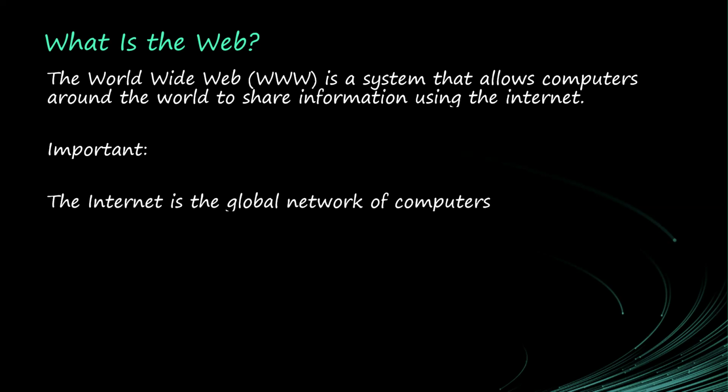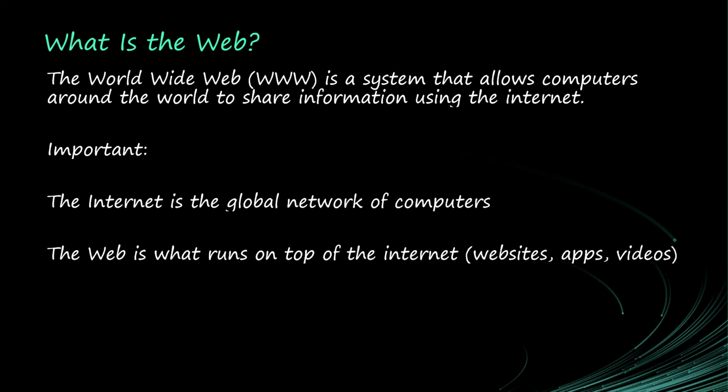So the internet is the global network of computers. Okay, the internet is a network of computers. You understand? A network of computers. So once you're connected to the internet, your computer, your phone, your laptop is now part of the network of computers. So the web is what runs on top of the internet. So the web cannot run without the internet. That is why if you're not connected to the internet, you cannot have access to the web.